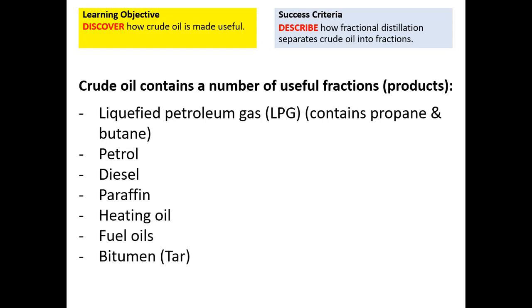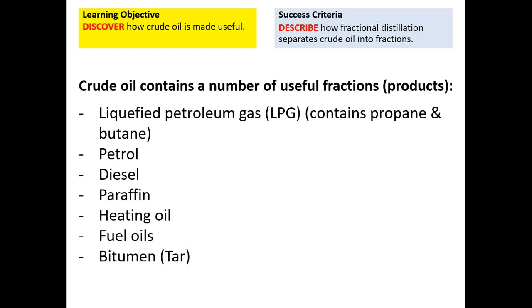So liquefied petroleum gas, or LPG, is what contains propane and butane. That's what you're going to use for your patio heaters, your camping stoves, your gas barbecues. Anytime you've got a canister, that's the kind of thing you're going to have in there. Petrol and diesel are used for cars, obviously, and in lorries and trucks and things. Paraffin, again, used to be used in lamps. Heating oil can be used to heat houses that don't have gas central heating. So if you live out in the countryside and you don't have a gas supply, you can use heating oil.